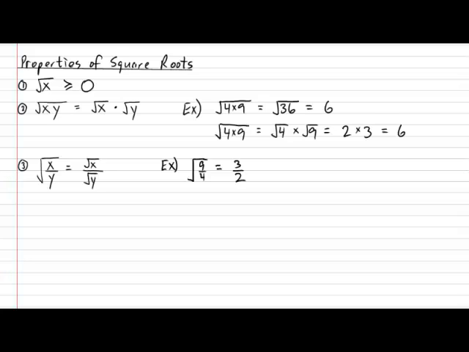Now let's do the same calculation using the property. So the square root of 9 over 4 should equal the square root of 9 over the square root of 4. And that gives you 3 over 2 once again. And these are the three main properties of the square root of a number.